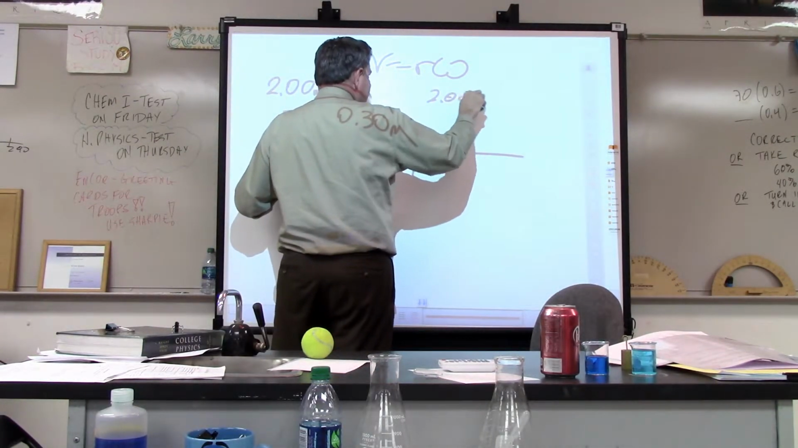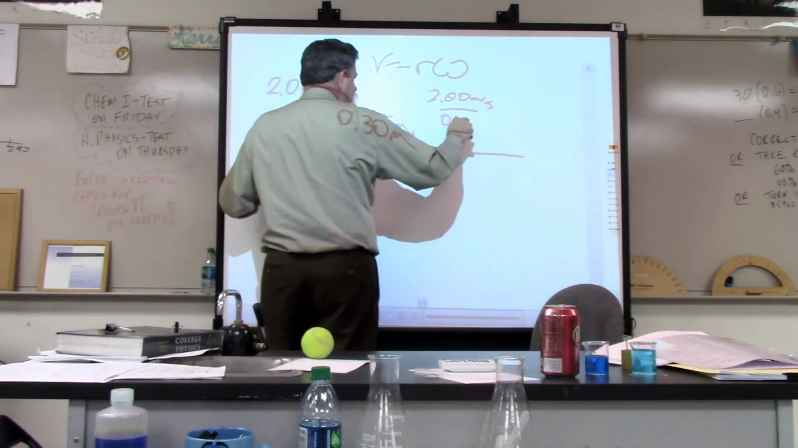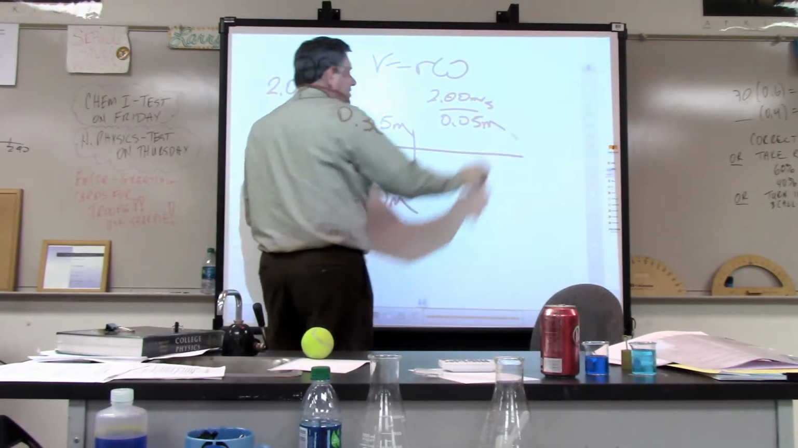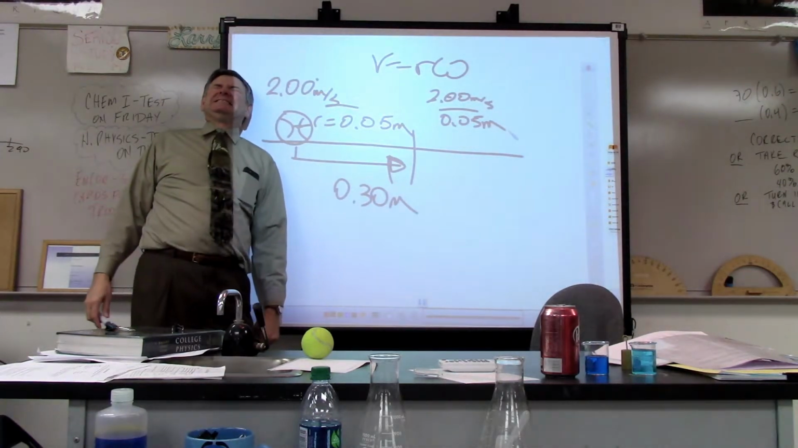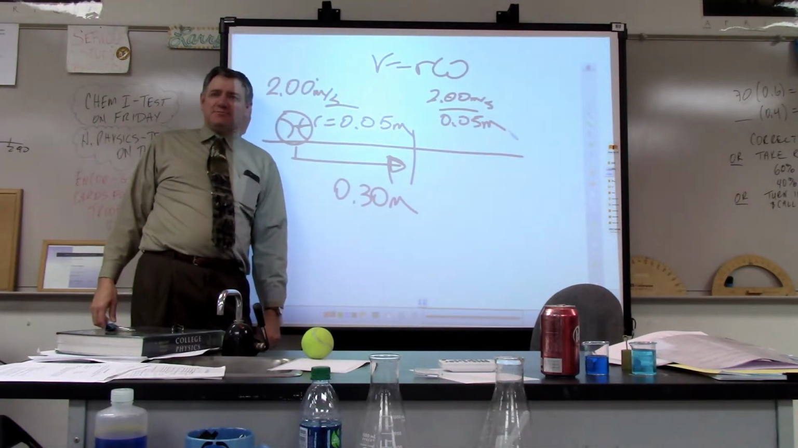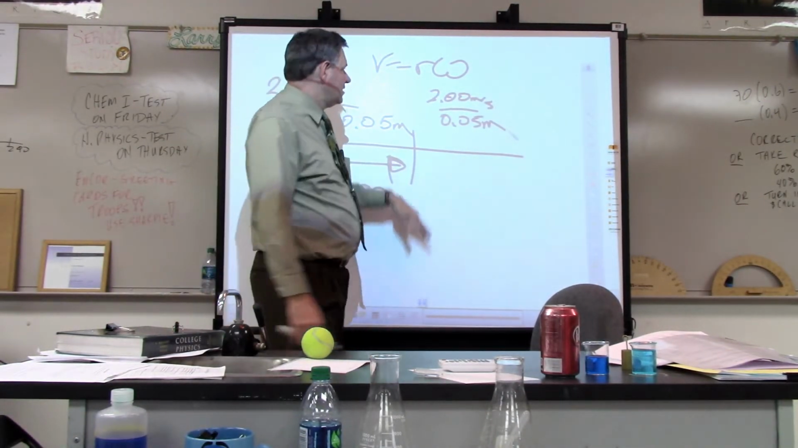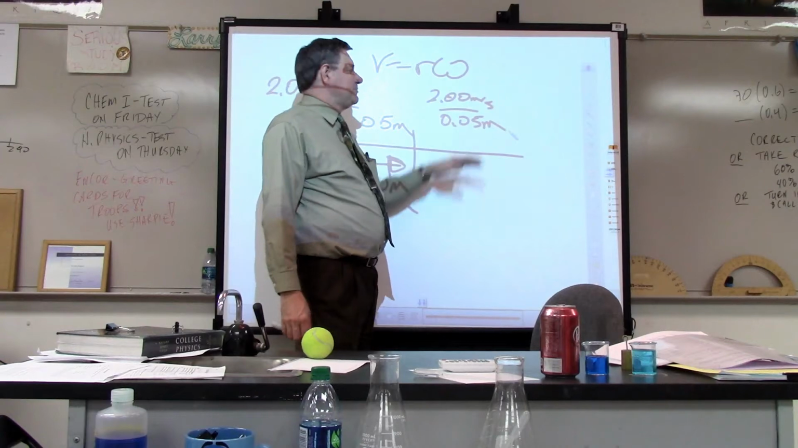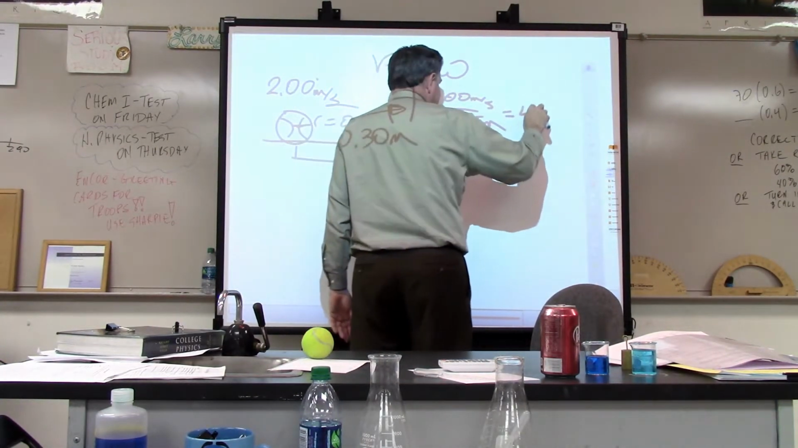So let's take 2 meters per second and divide that by 0.05 meters. What units am I going to end up in? Meters per... wrong! Radians per second. Meters cancel out, the radians float back in. So take 2 and divide it by 0.05. You should get 40.